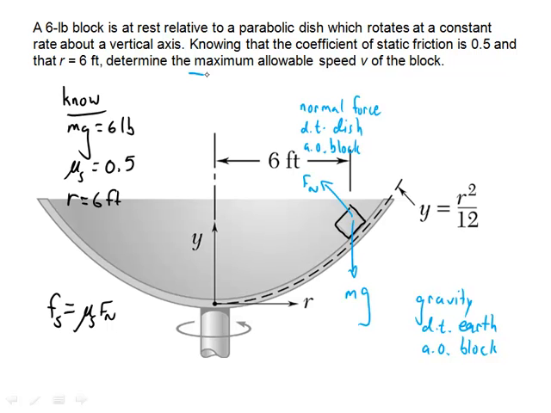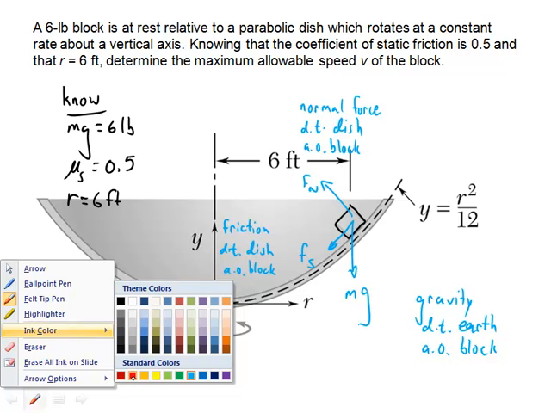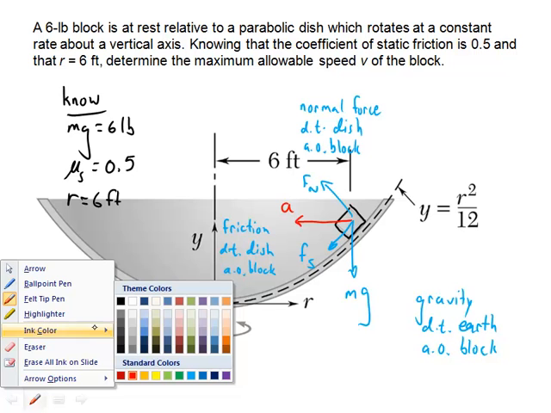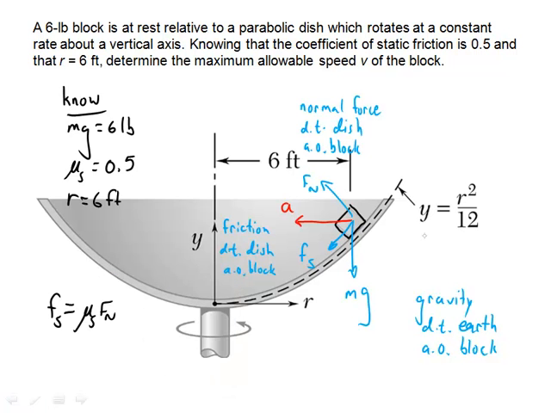Now, at the maximum allowable speed, the block wants to slide up. Anything faster and it's going to slide up, and so the frictional force must be down. So F static, also due to the dish acting on the block. All right, so now we need our coordinate axes and our acceleration. The acceleration is going to be strictly in the inward direction. That's a normal direction. Not normal to the surface, but in the normal direction, the inside of the curvature. You've got to be careful of our terminology.